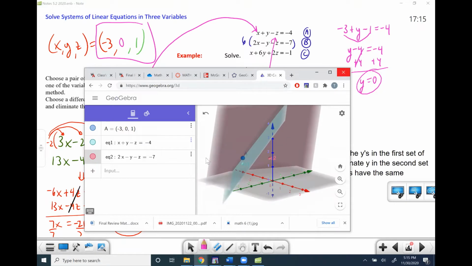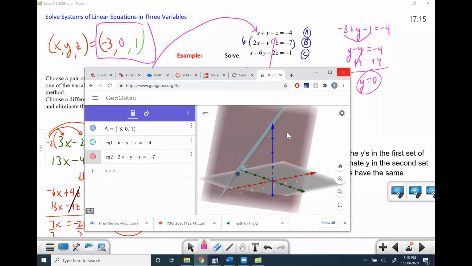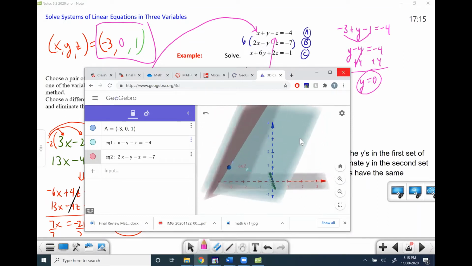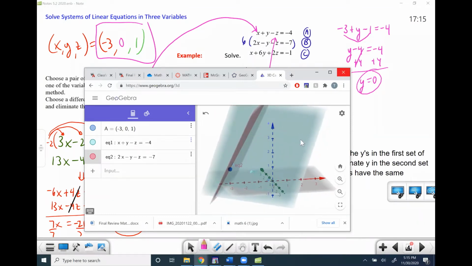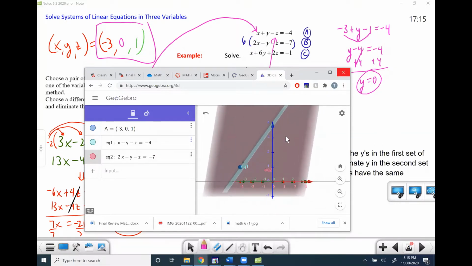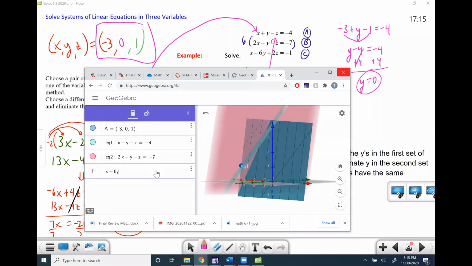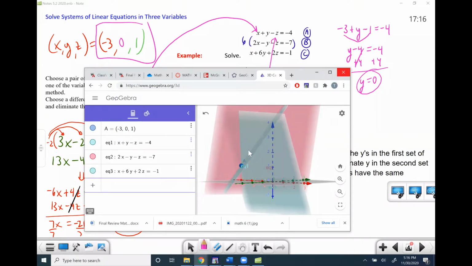Okay. So there's those two planes. They both go through that point, you guys. I don't know if you can tell. Right there's the blue one going through that point. If I twist like this, you can see the red one going through that point. Okay, cool. They both go through that point. That's a good sign. Let's put in our third equation and make sure it goes through that point. X plus 6y plus 2z equals negative 1. Bam. Let's see how we did.